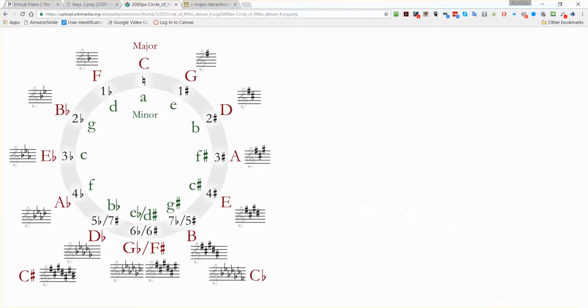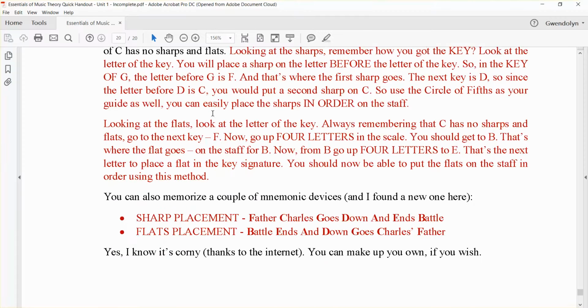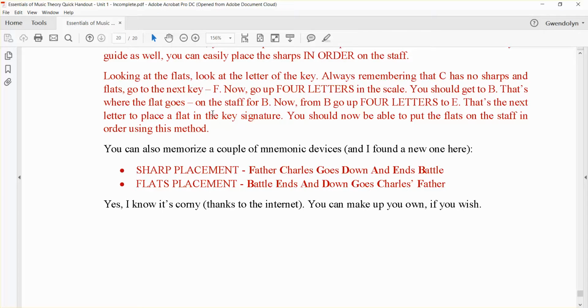All right? Now, if you want to learn mnemonic devices, here's a couple that I found on the internet. Father Charles goes down and ends battle: F, C, G, D, A, E, B. And that's where you place the sharps in order. And the flats in order: Battle ends and down goes Charles' father: B, E, A, D, G, C, F.